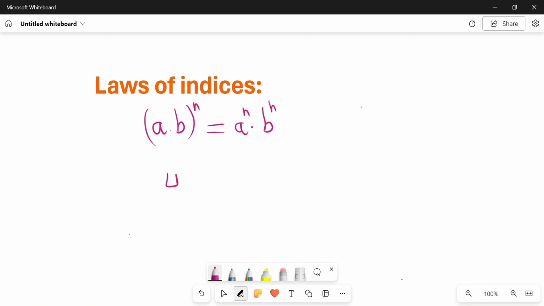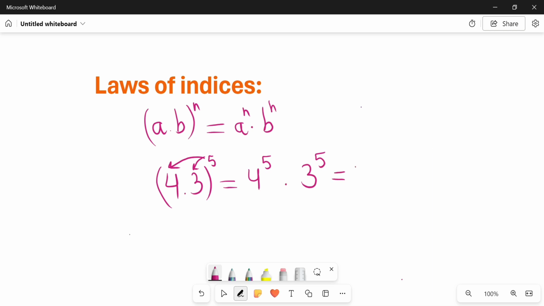Let's take an example of that. If we have 4 times 3, and then that's raised to the power of 5, it's like 4 to the power of 5 times 3 to the power of 5. So as you can see here, guys, we distributed the power for this product of numbers. Okay, we can find the final answer of that using the calculator.